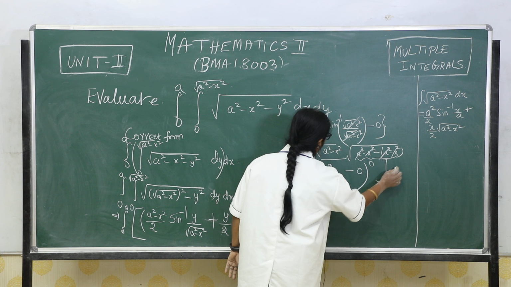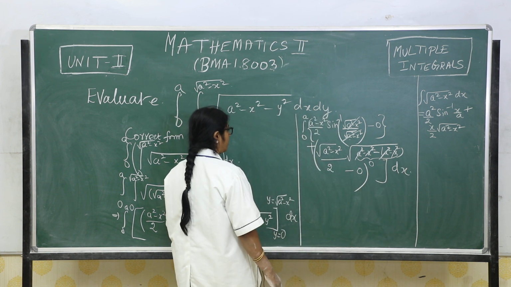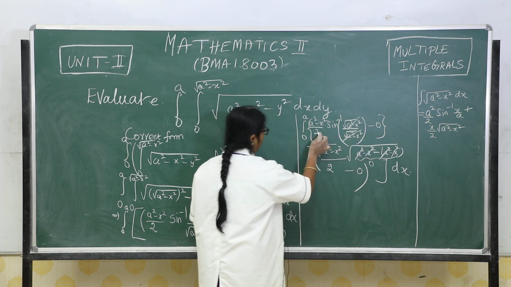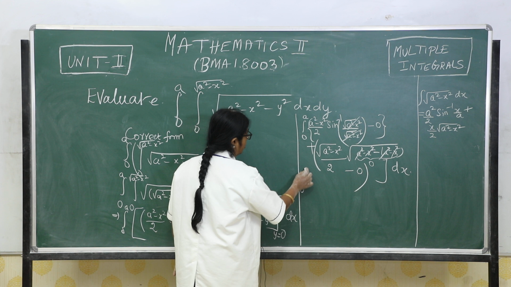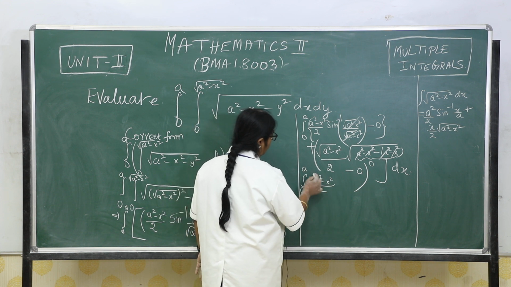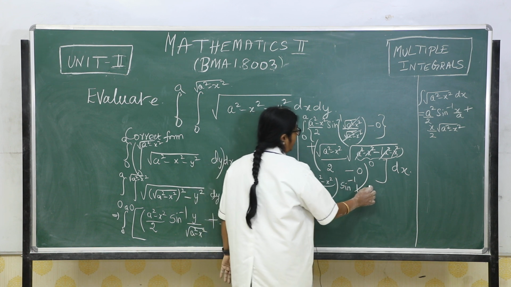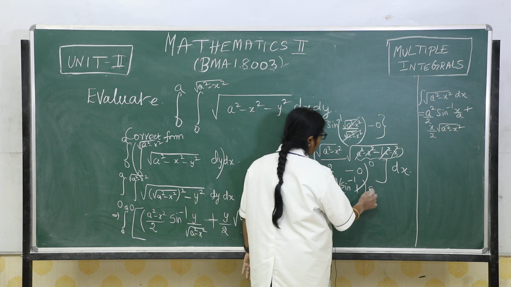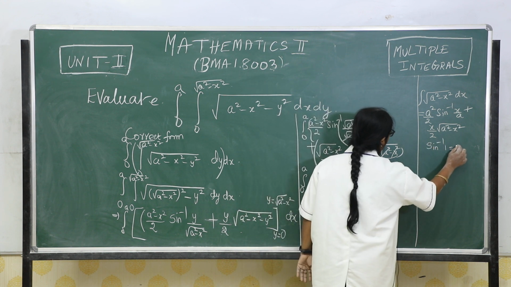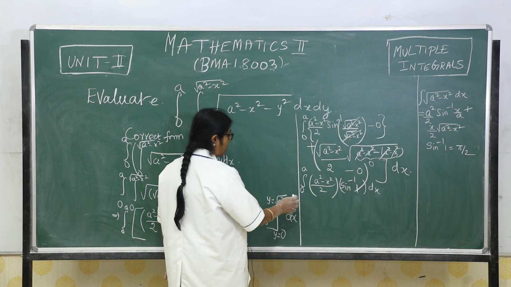So this term also becomes 0, already 0, and therefore you are left with only integral 0 to a, a squared minus x squared divided by 2 into sine inverse of 1 dx. What is sine inverse of 1? That is pi by 2. Sine 90 is 1, and therefore sine inverse of 1 is pi by 2.